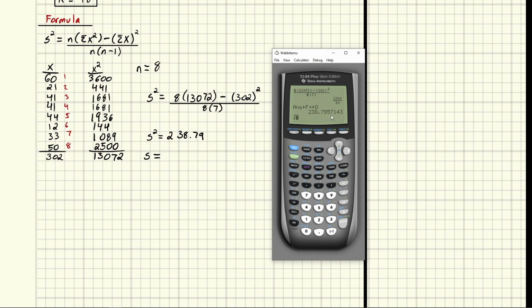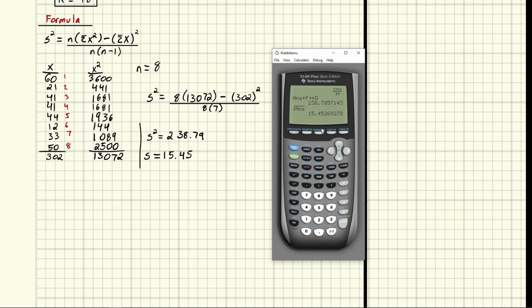This is in the answer buffer. So if we put answer in, it'll actually put this number there. So we're going to hit the blue key and then go to answer. It'll put the last thing we had right here. We're going to enter, and there you go. So we have 15.45 as our standard deviation.